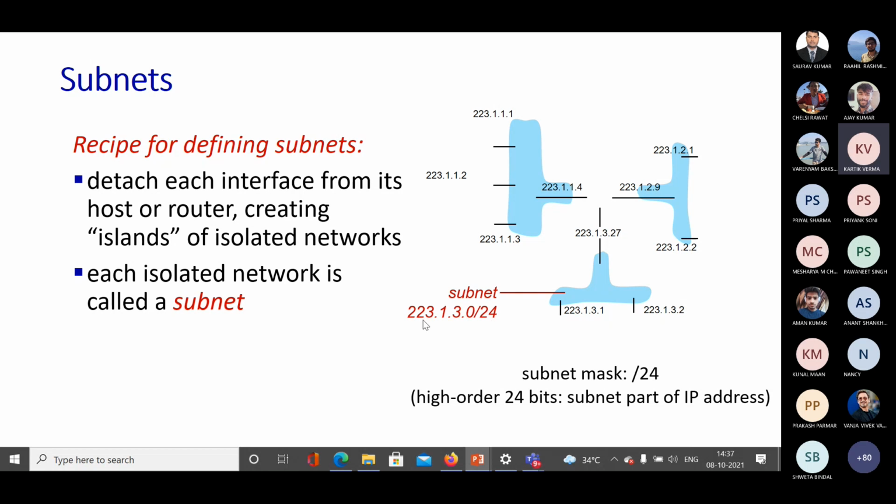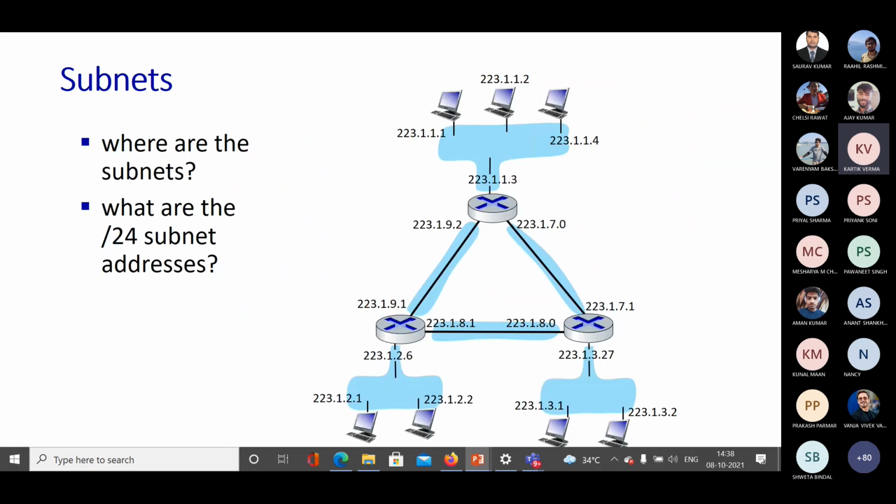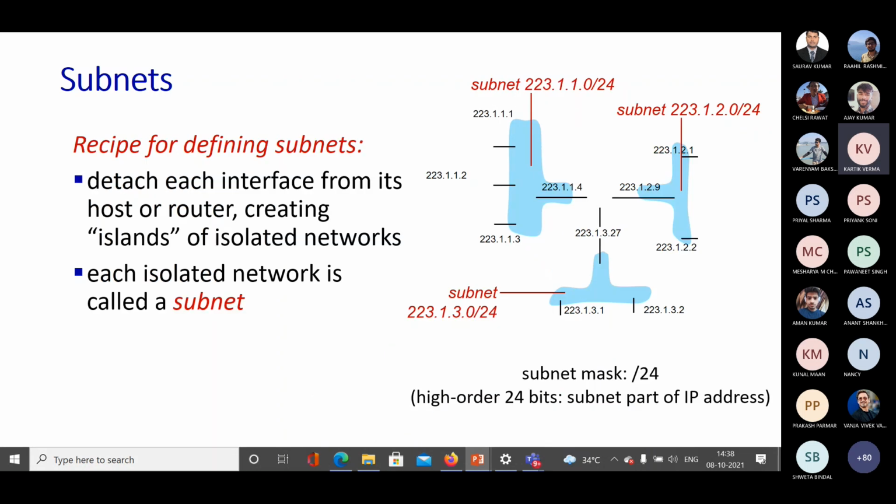As an example, we have given 223.1.3.0/24, which means in this IP address, that is 223.1.3.0, the higher order 24 bits represent the subnet part of the IP address. The rest of the parts, that is the remaining 8 bits, will represent the exact host. It is similar with all the other subnets. Now, in this diagram, we have 3 subnets altogether, as we just saw.